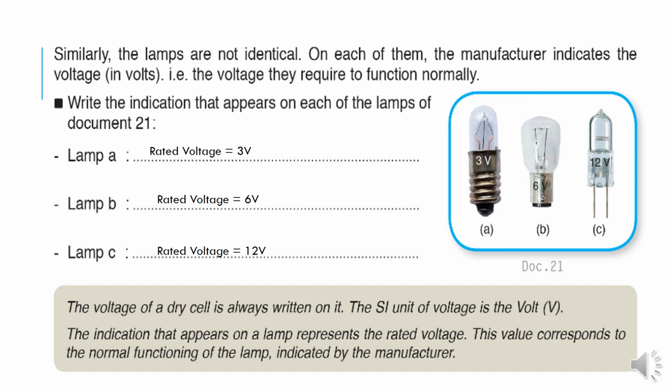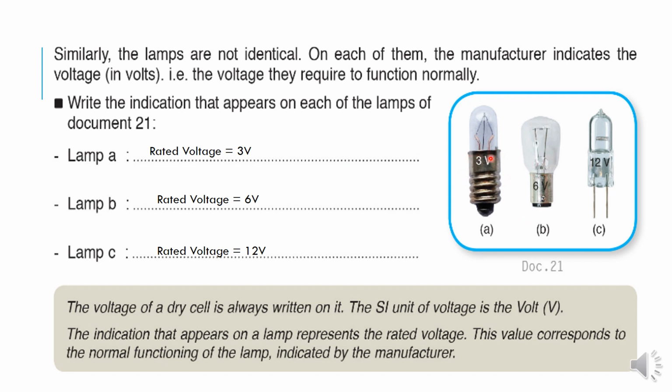Similarly, the lamps are not identical. On each of them, the manufacturer indicates the voltage they require to function normally. So, the written voltage on each lamp represents the voltage they require to function normally. What do we call this voltage? This voltage is called the rated voltage, which means that the rated voltage is the voltage they require to function normally.